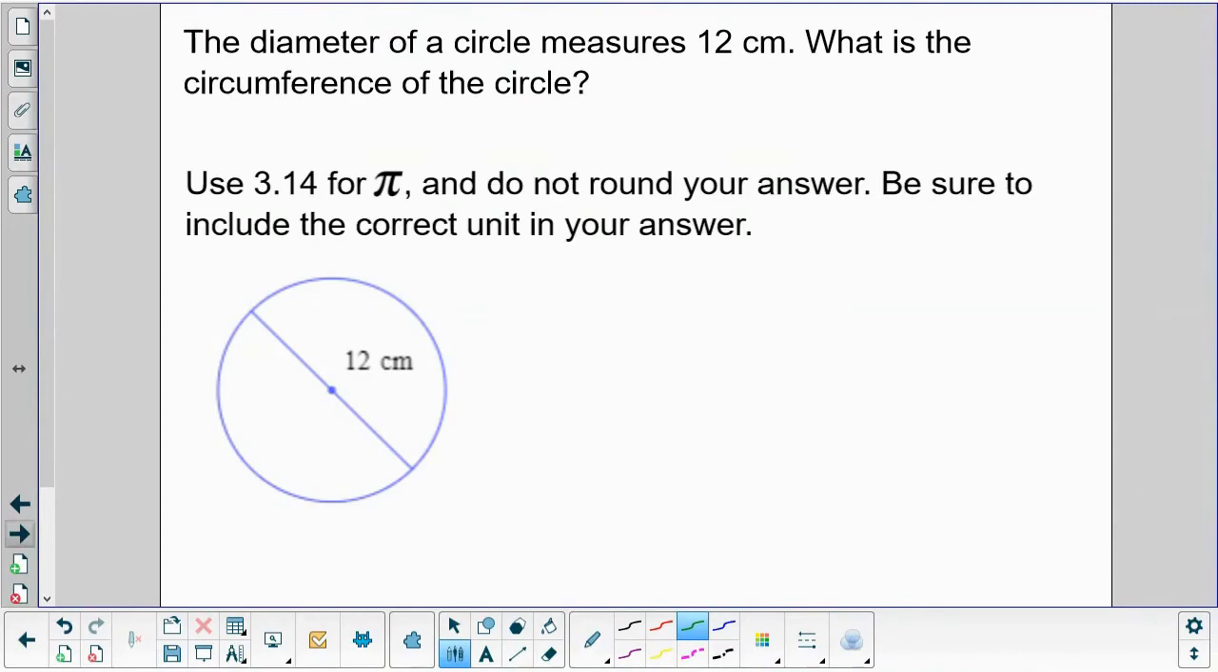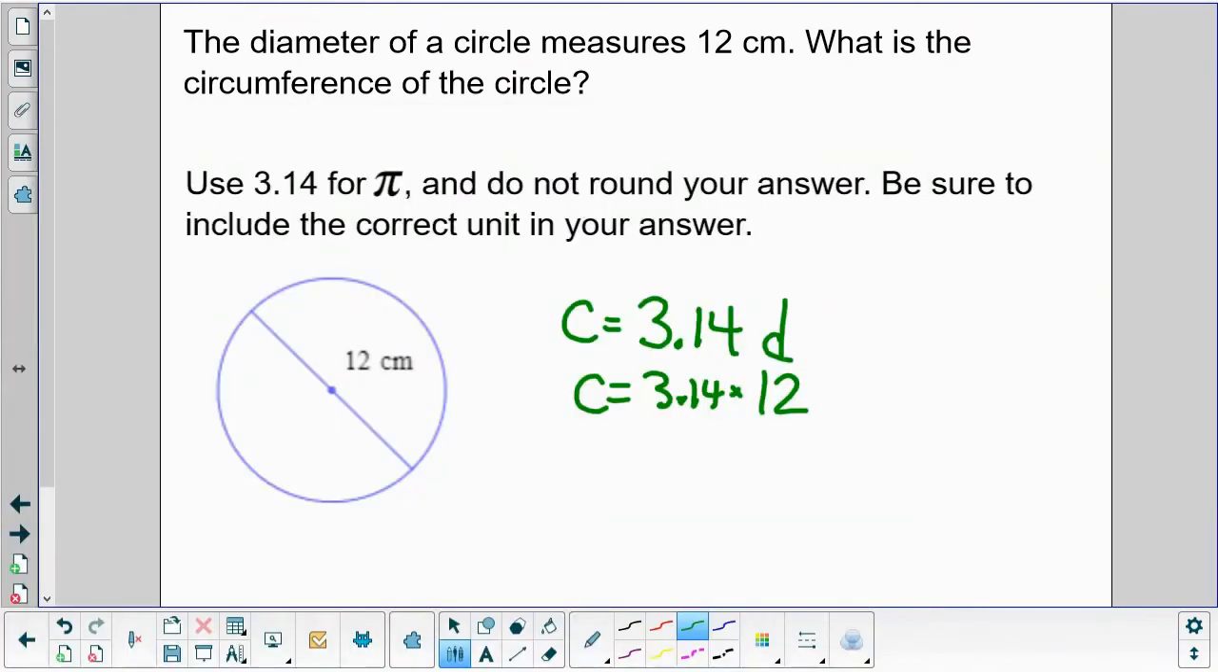The diameter of a circle measures 12 centimeters. What is the circumference of the circle? So remember, circumference is equal to 3.14 times the diameter. Okay, I'm going to write that a little neater. 3.14 times 12, which is our diameter in this case, and 3.14 times 12 equals, and we're going to grab a calculator.